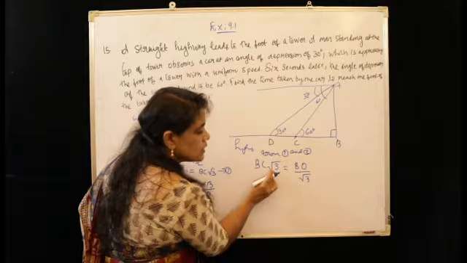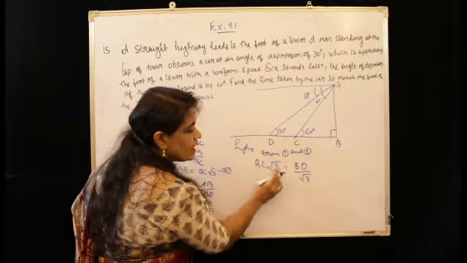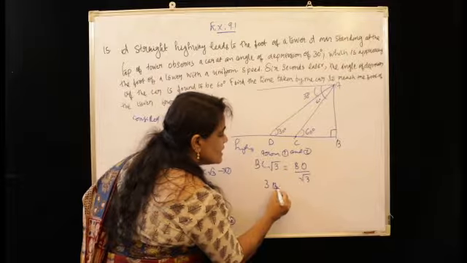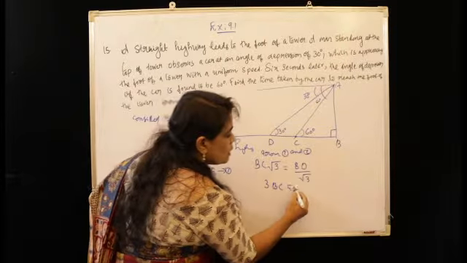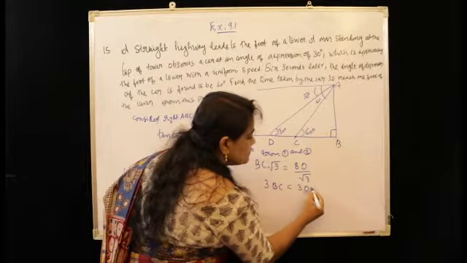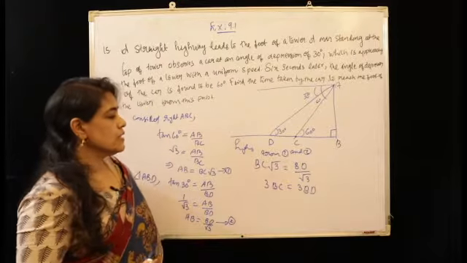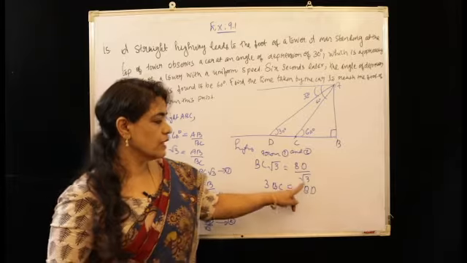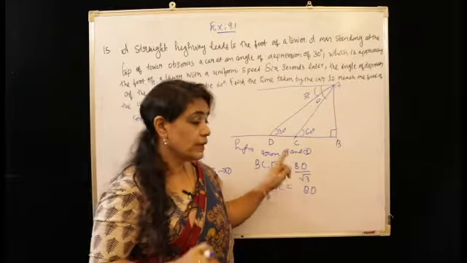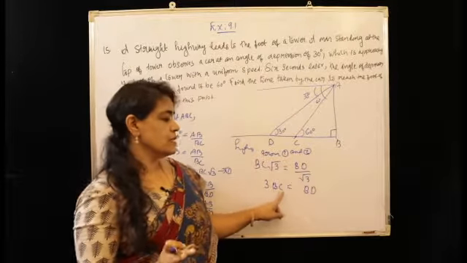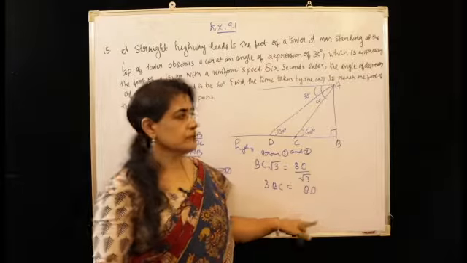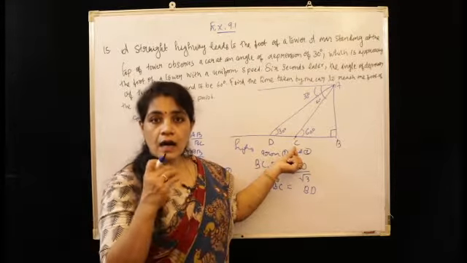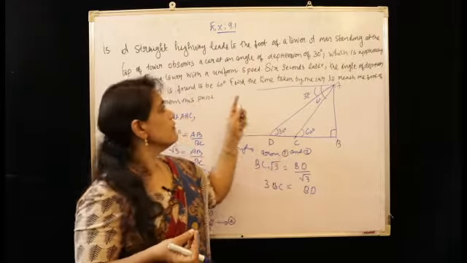I am taking this root 3 to LHS, so multiplication root 3 into root 3 is 3. So 3 times BC equal to BD. Sorry children, not 3 BD, simply BD, because we have taken root 3 to this side, so only BD is allowed. So 3 BC equal to BD. See, from D to C, that car takes 6 seconds. That is given in the question.